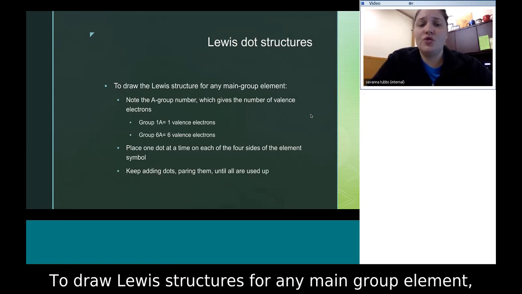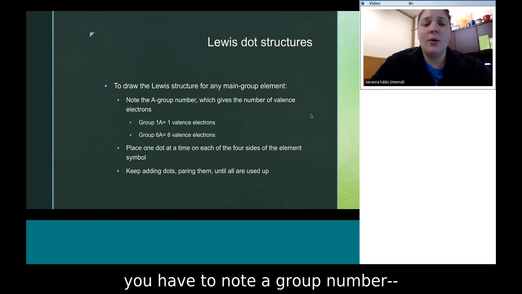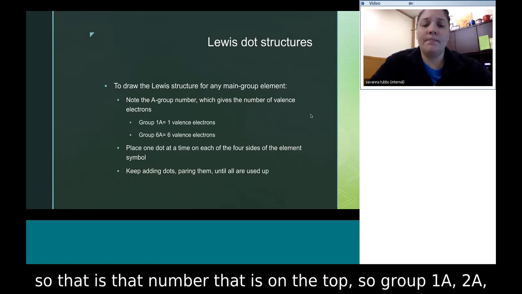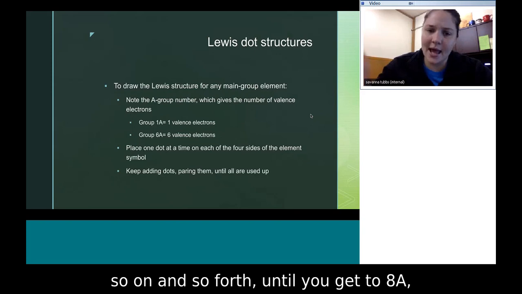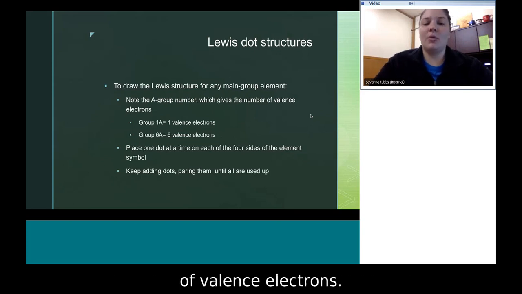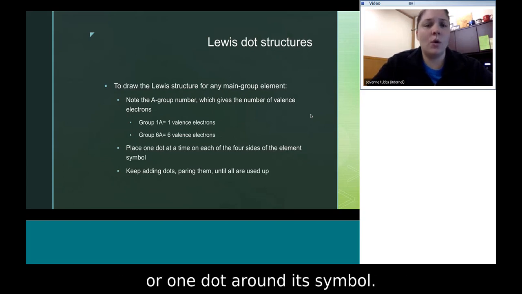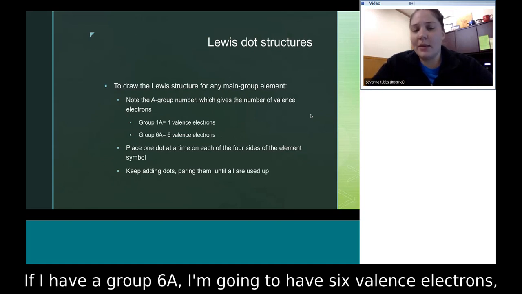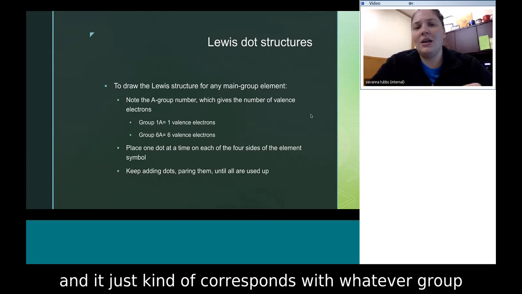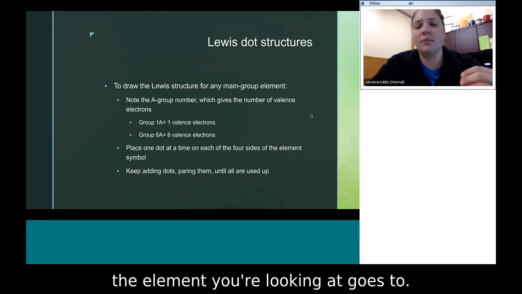To draw Lewis structures for any main group element, you have to note a group number. So that is that number that is on the top. So group 1A, 2A, so on and so forth until you get to 8A. And that is going to give you the number of valence electrons. So if I have a group 1A element, such as hydrogen, I'm going to have one valence electron or one dot around its symbol. If I have a group 6A, I'm going to have 6 valence electrons, and it just kind of corresponds with whatever group the element you're looking at goes to.